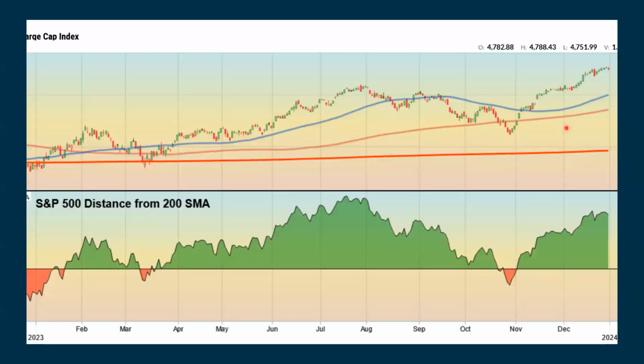And then we want to know how far above or below we are from the 200-day simple moving average. We're well above it right now, so we are green.